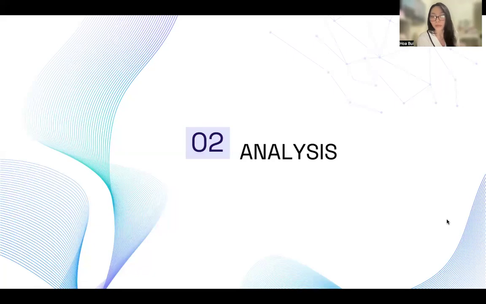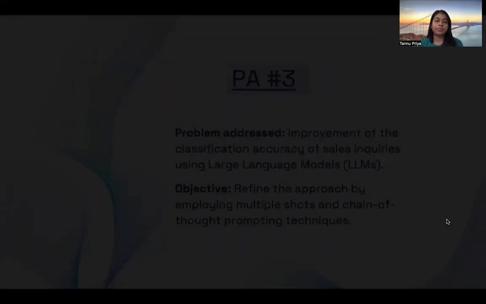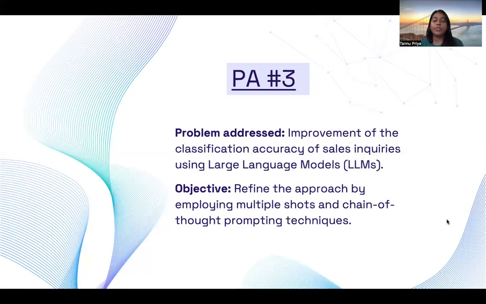Next slide, please. Here's our teammate. We'll talk about the analysis one. Next slide, please. So I'll start with the introduction of the problem. Next slide. So the primary problem addressed in PA3 is the improvement of the classification accuracy of sales inquiries using large language models. So the goal is to refine the approach by employing multiple shots and chain of thought prompting techniques. These improvements are essential to enhance the understanding of salesperson's linguistic behavior and consequently improve sales outcomes by providing more precise analysis and insights from sales conversations.